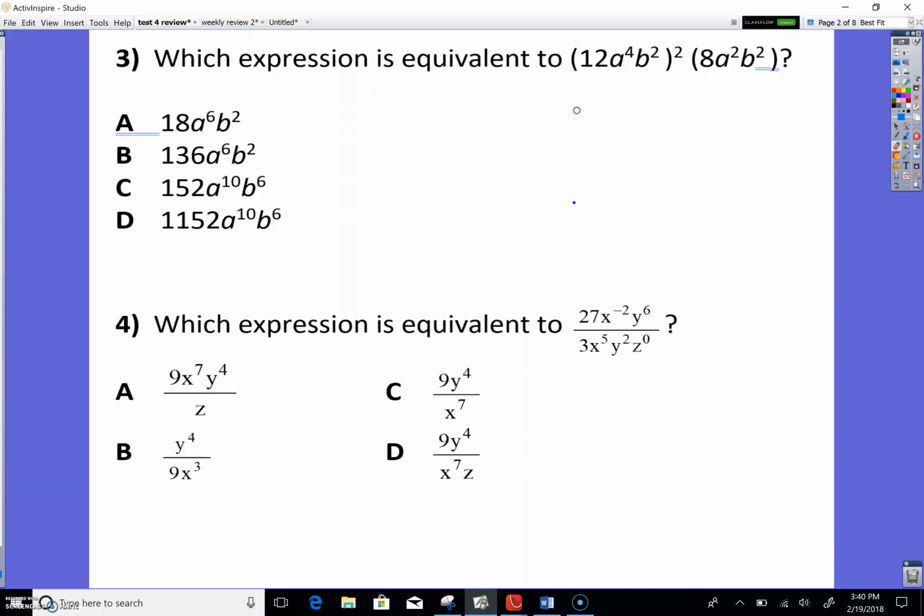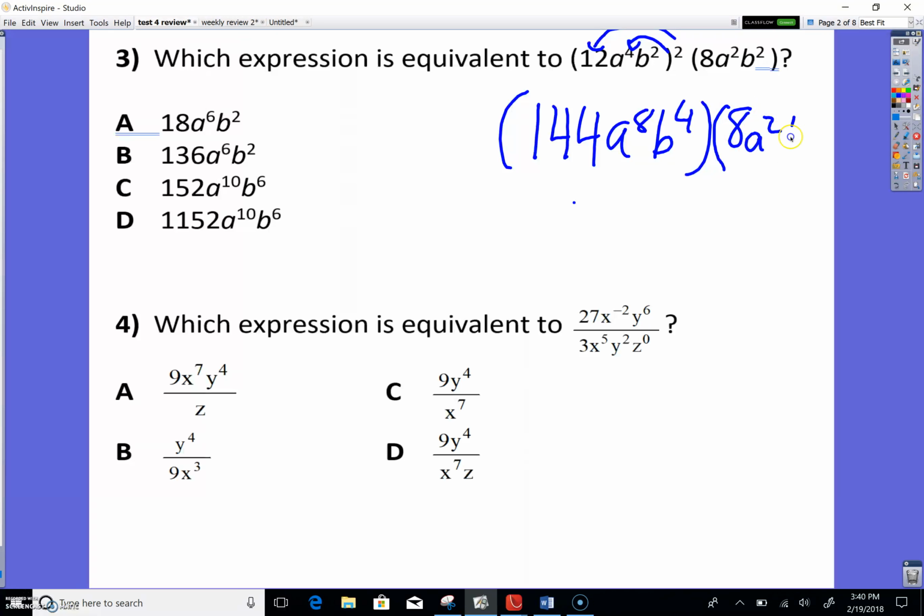Okay, so it's 144, 12, okay, a to the 8, b to the 4th. Okay, we have to do the power rule first. Okay, now we do the product rule. Now that makes more sense.